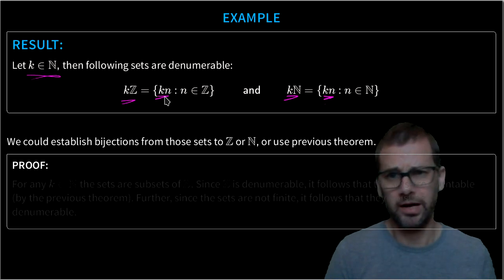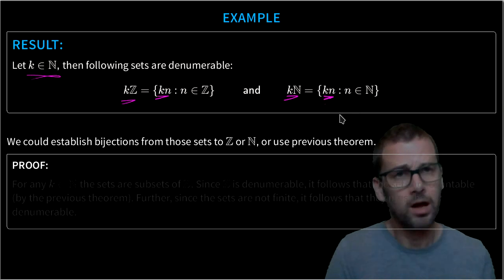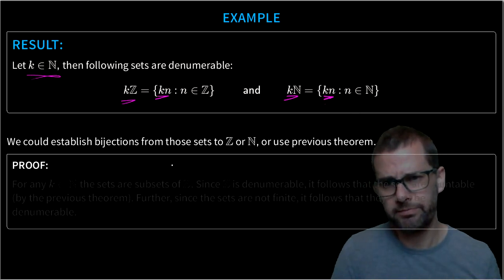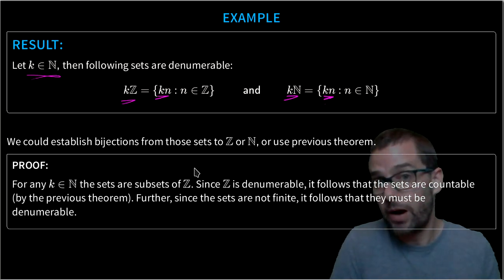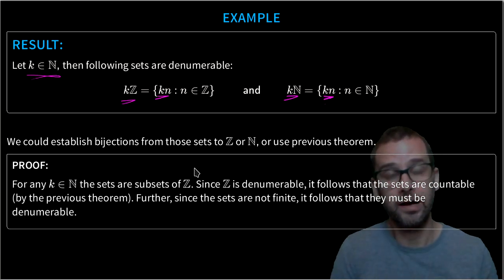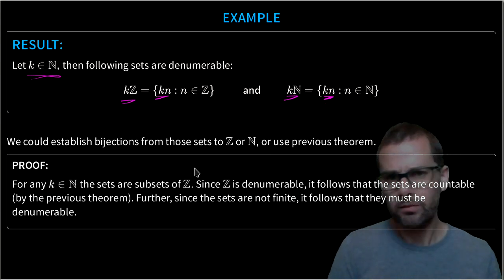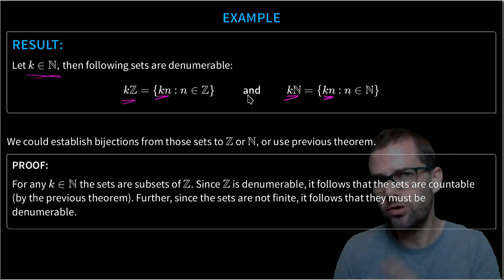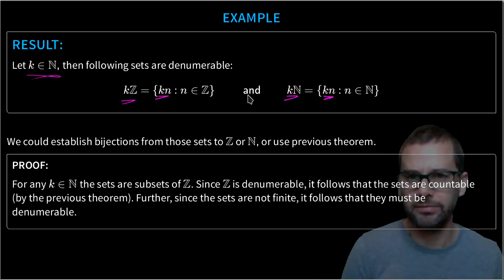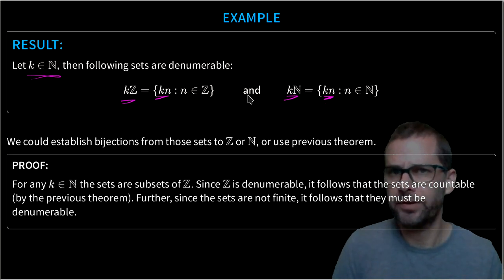Now, we could prove this by constructing explicit bijections between kZ and Z, or kN and N, but we can also just use the previous theorem, because both of these things are subsets of Z, and we know that Z is denumerable. So by that previous result, we know that these sets are either finite or themselves denumerable. Because they aren't finite, it follows they must be denumerable. So these sets here, where we basically knock out everything except every kth element, are also denumerable. So deleting a whole bunch of elements doesn't stop things from being countable.